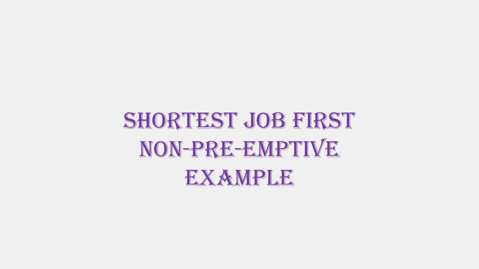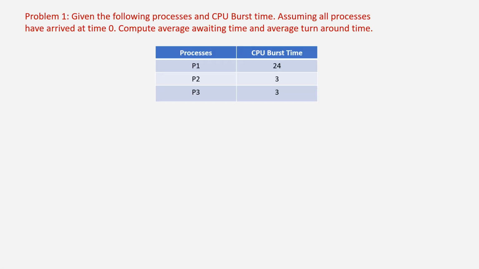Next we will see shortest job first, non-preemptive example. In this case, the process that is given the CPU will finish its execution and then only the next process, the shortest job, will be given the CPU. So let's consider this example. Again, we have the same example here.